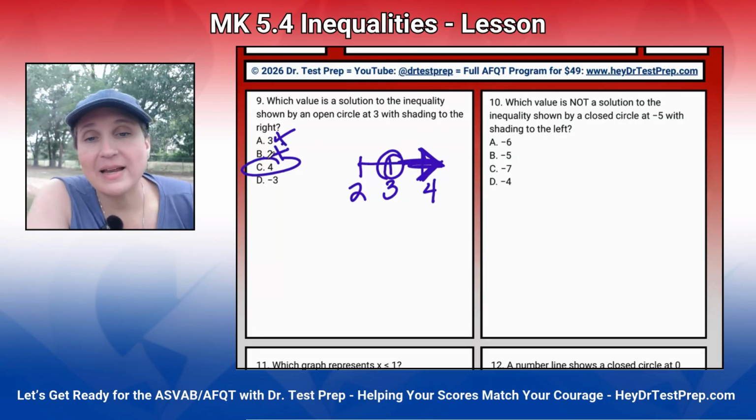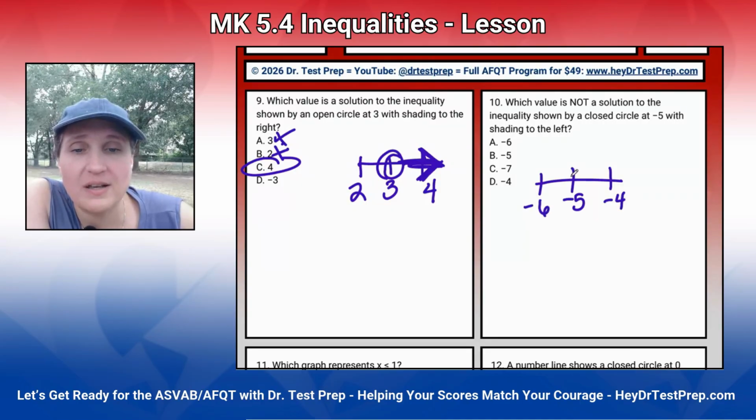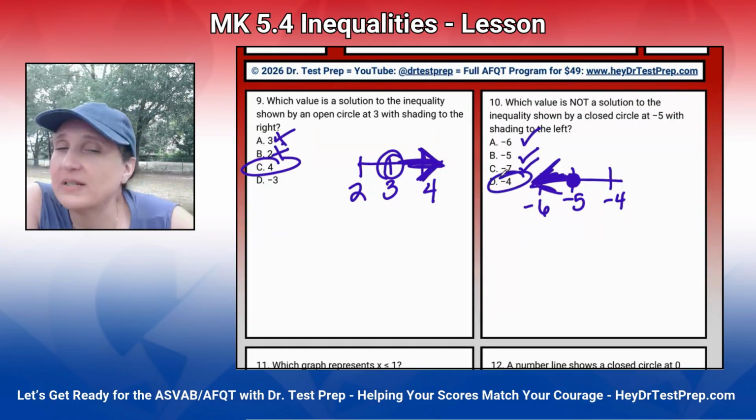Which value is not a solution if we have -5? So remember, this is going to be -4 and -6. A closed circle here, shading to the left. So that one works. That one works because it's a closed circle. That one works because it's less than -5. That one does not work.